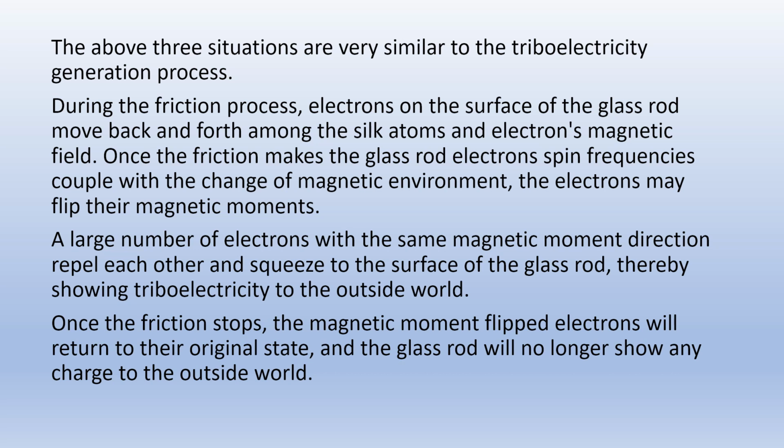A large number of electrons, with the same magnetic moment direction, repel each other and squeeze to the surface of the glass rod, thereby showing triboelectricity to the outside world. Once the friction stops, the magnetic moment flipped electrons will return to their original state, and the glass rod will no longer show any charge to the outside world.